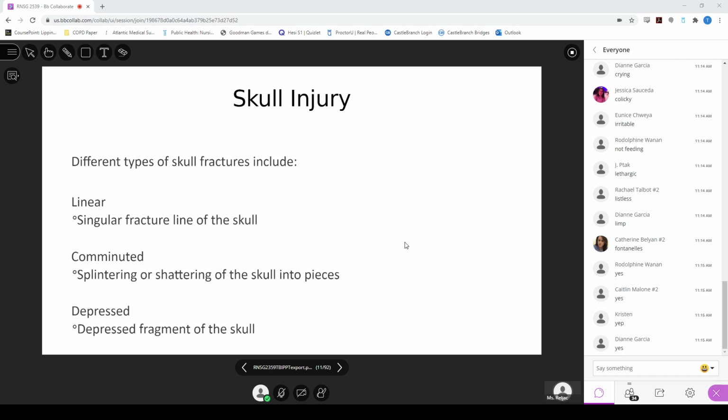Okay. So your primary brain injuries are the skull injuries, and there are different types of skull fractures. You have your linear, which is just the singular fracture line. You have the comminuted, which is the splintering or the shattering of the skull into pieces. And the depressed is exactly what it sounds like. It is the actual indentation of the skull.